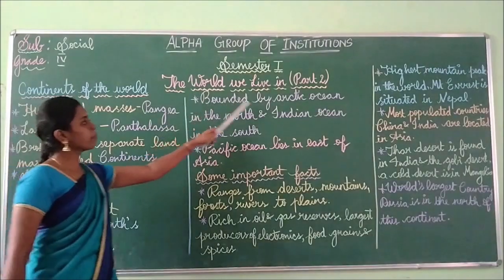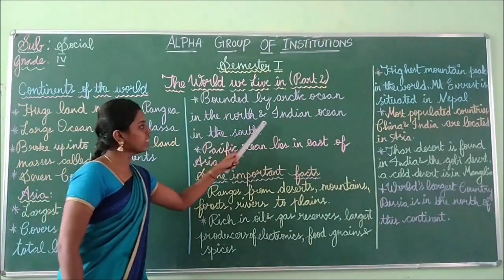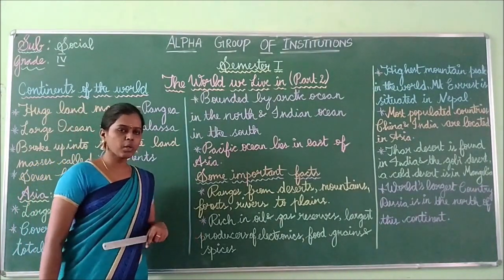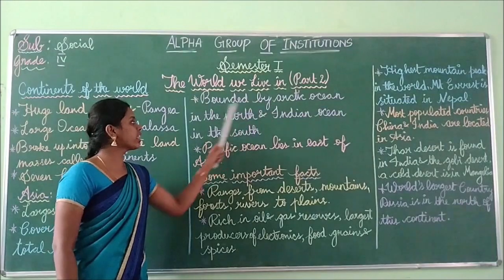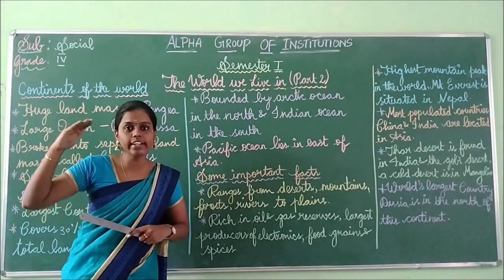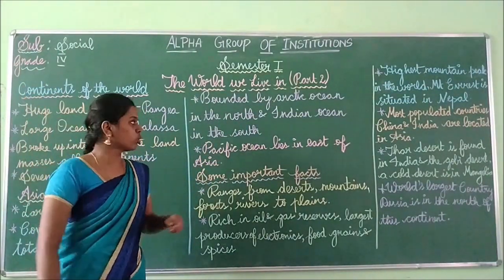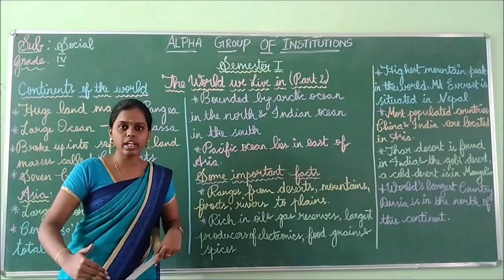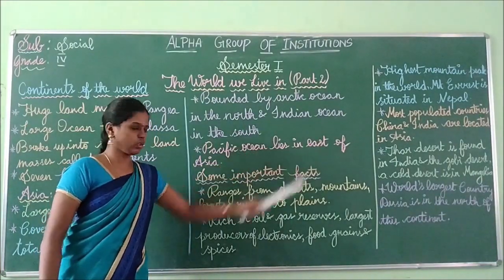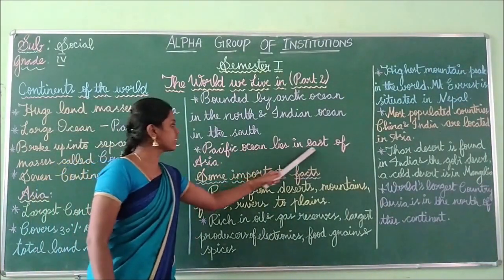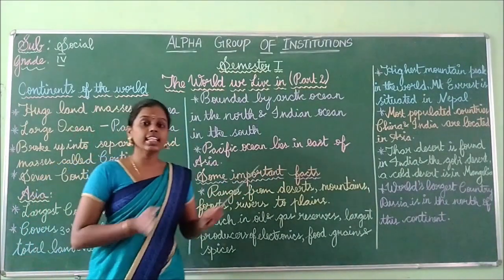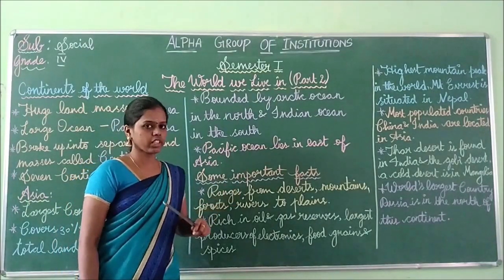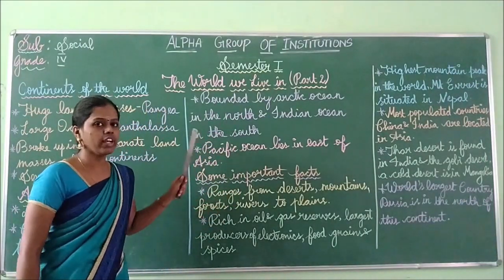Asia is bounded by the Arctic Ocean in the north and the Indian Ocean in the south. What are the boundaries of Asia? It is bounded by the Arctic Ocean in the north, so on the north side, after Asia, there is the Arctic Ocean. In the southern part, below Asia, there is the Indian Ocean. Then the Pacific Ocean lies in the east of Asia. These are all the boundaries of Asia.